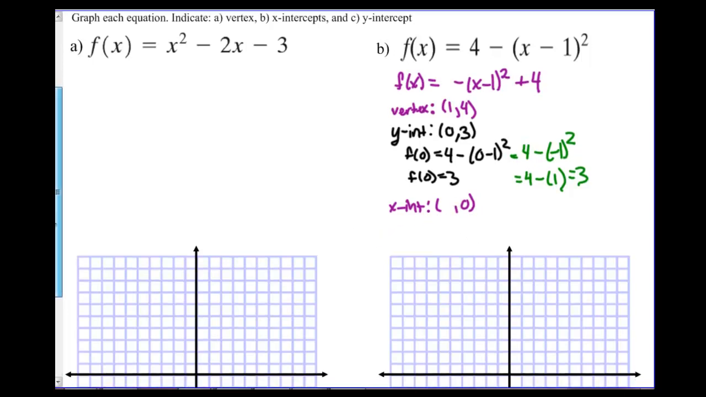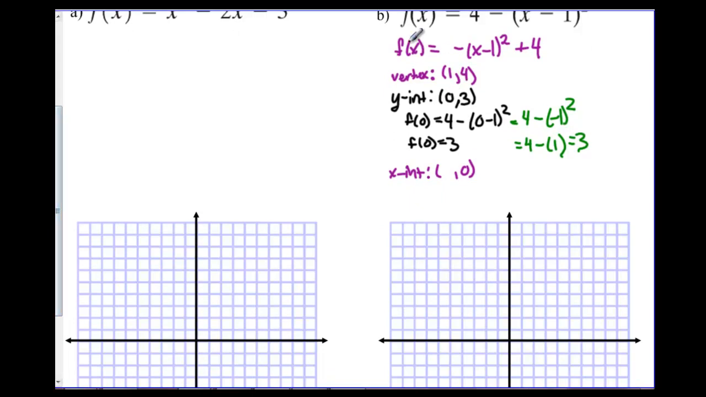So the way I'm going to approach it is instead of having the f of x equals this, I'm going to have 0 equals this. I'm going to plug in the 0 for the y. So we have 0 equals that negative.